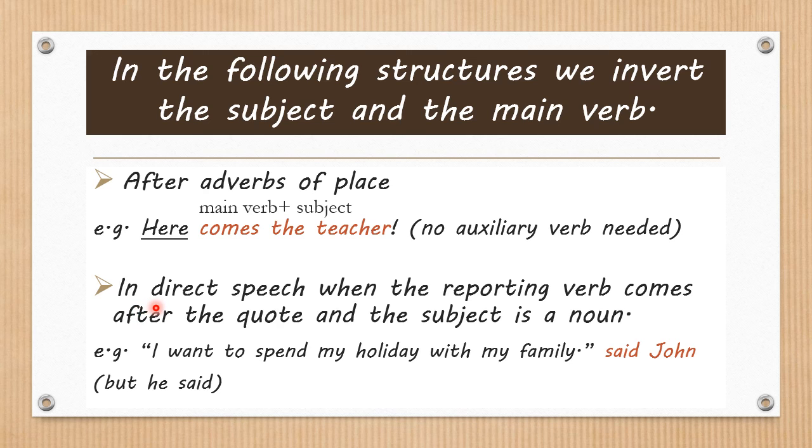Moreover, the inversion occurs in direct speech when the reporting verb comes after the quote and the subject is a noun. Example, I want to spend my holiday with my family, said John. This one is the quote. The reporting verb is said. It comes after the quote and it's followed by a subject, in this case a noun.